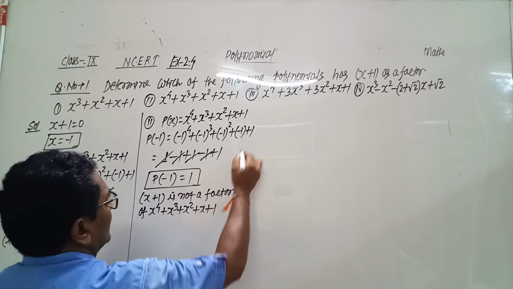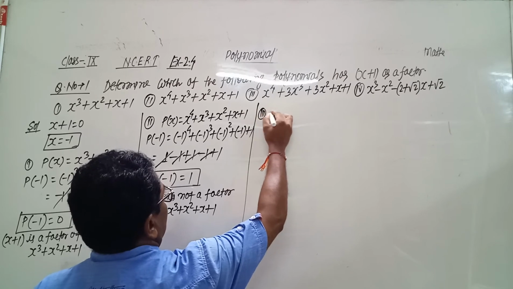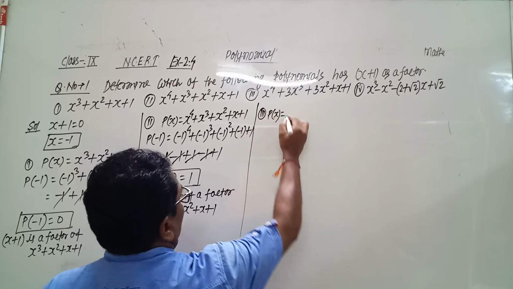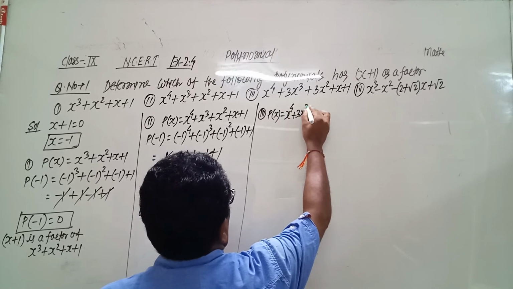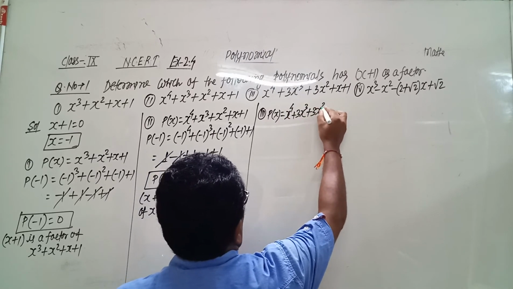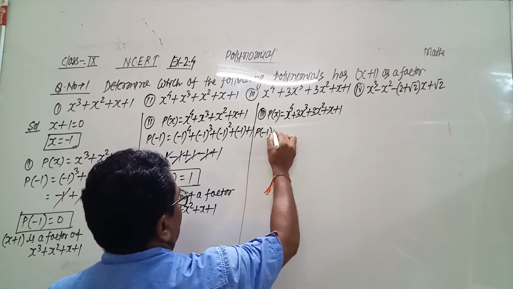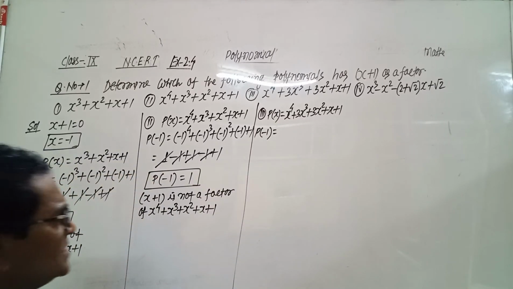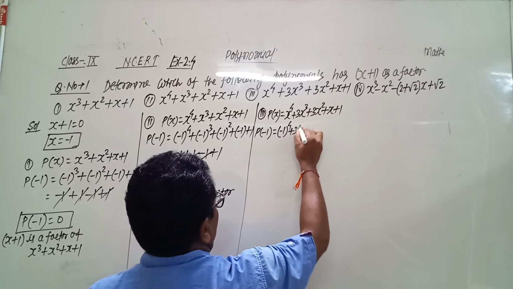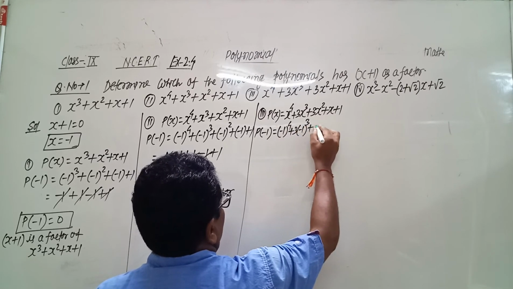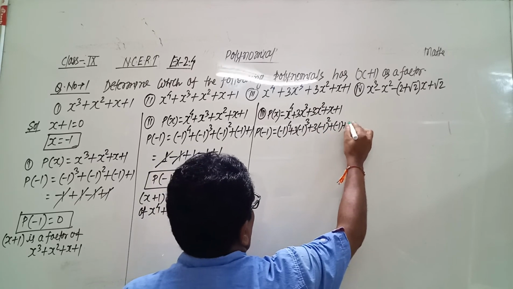Now the third part, the polynomial is given, p(x) equals to x raised to the power 4 plus 3x cube plus 3x square plus x plus 1. Again we put the value of x equals to minus 1 in the given expression. So minus 1 raised to the power 4 plus 3 into minus 1 raised to the power 3, plus 3 into minus 1 square plus minus 1 and plus 1.